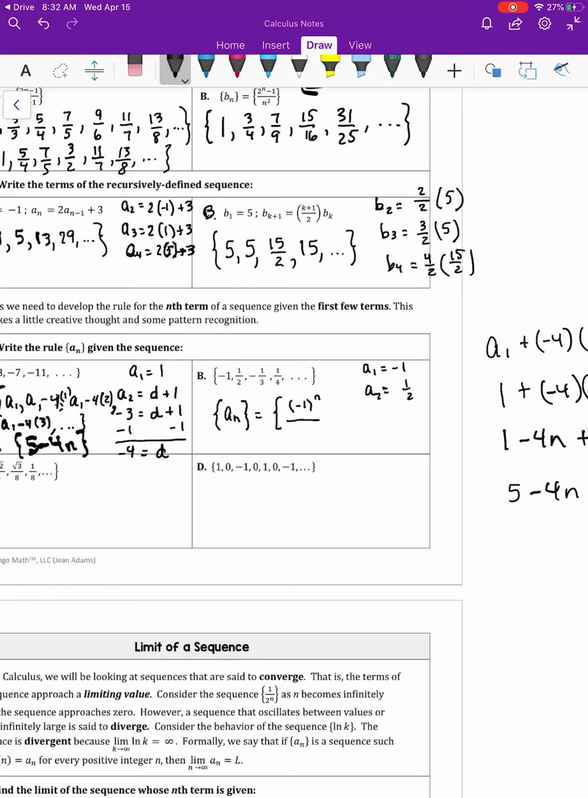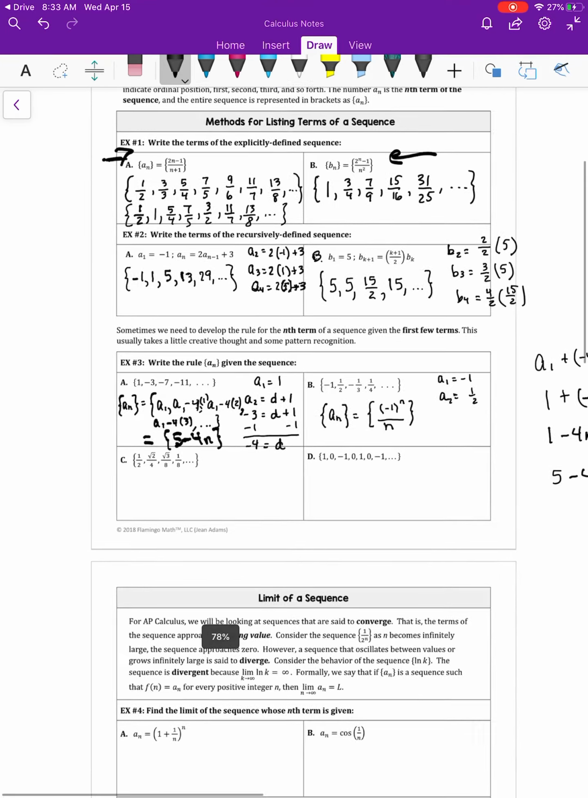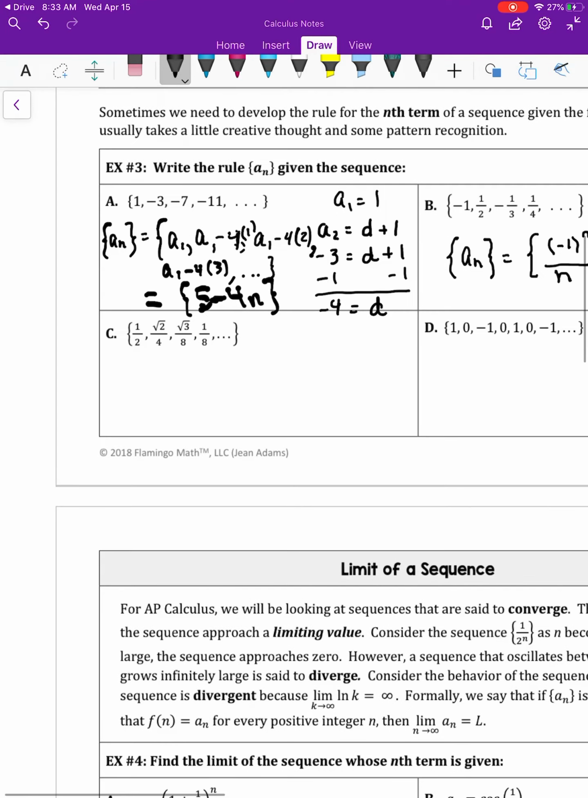All right. Did anyone have the idea that to get negative 1, positive 1, negative 1, positive 1, you could have gone negative 1 to the n, and since it was going 1, 2, 3, 4, this is just n? I bet some of you got that one.